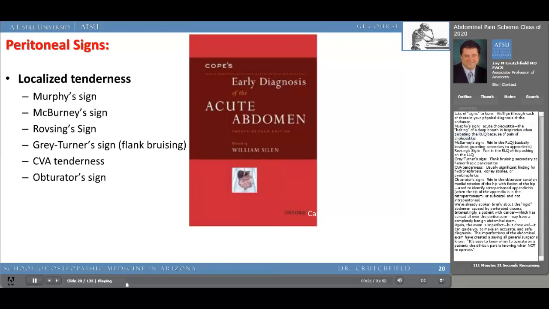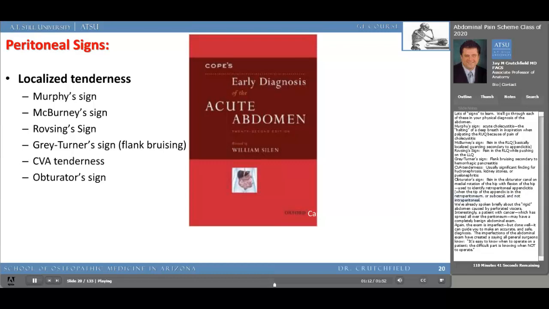We'll talk about McBurney's point later. Rovsing sign is pain in the right lower quadrant while gently putting pressure in the left lower quadrant. A Grey Turner sign, bruising of the flank secondary to hemorrhagic pancreatitis or other retroperitoneal bleeding. CVA tenderness, usually a significant finding in hydronephrosis, pyelonephritis, and sometimes kidney stones. An obturator sign is pain in the obturator canal on medial rotation and flexion of the hip, used to identify a retroperitoneal appendicitis when the tip of the appendix is in a subcecal or even a retroperitoneal appendix location and not intraperitoneal. And we've already spoken briefly about the rigid abdomen caused by perforated viscera.